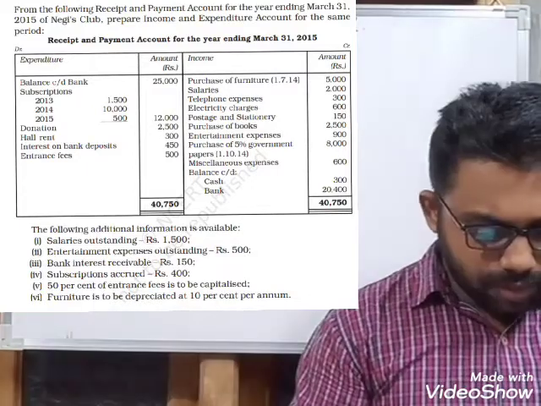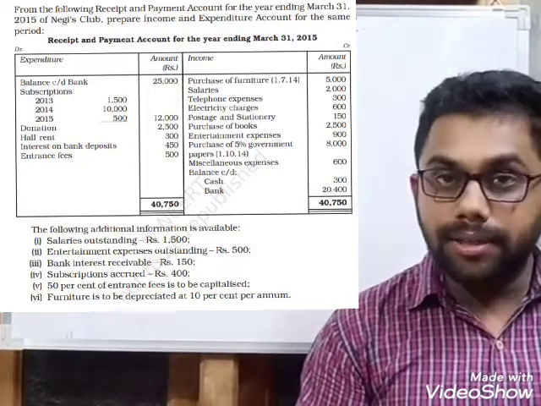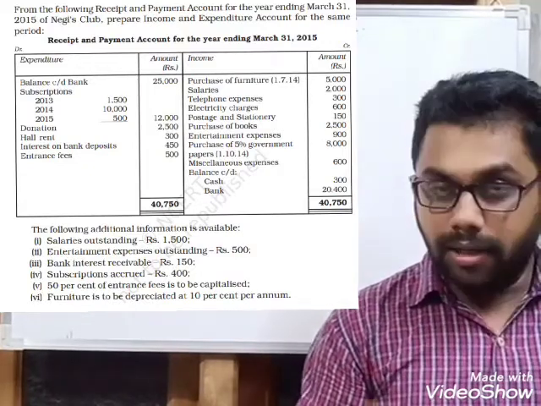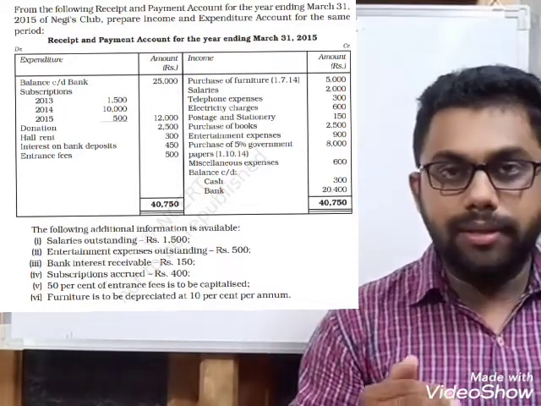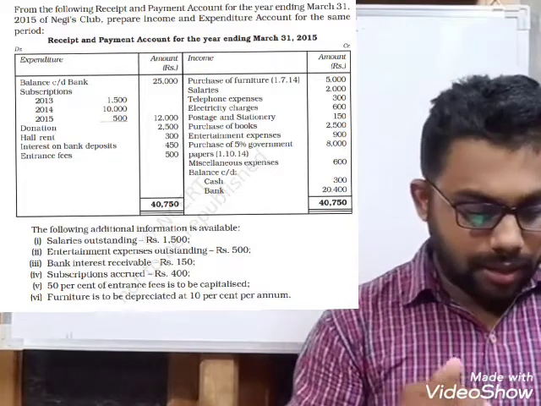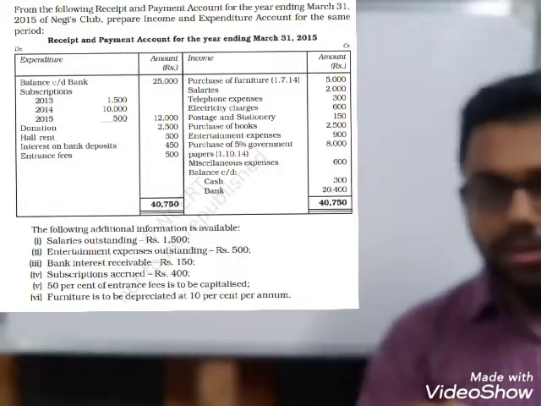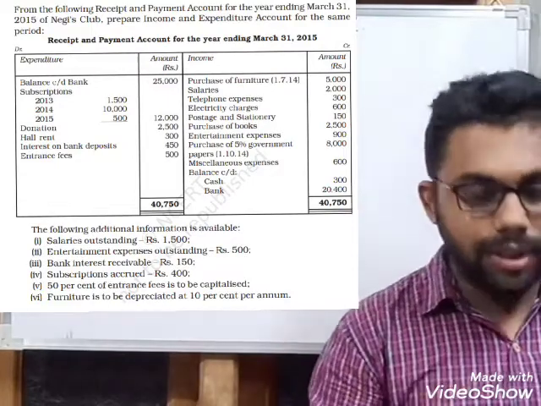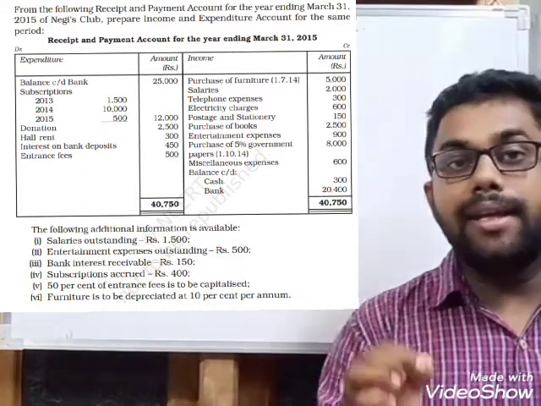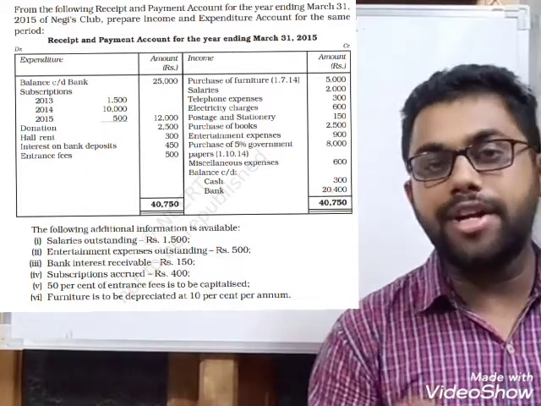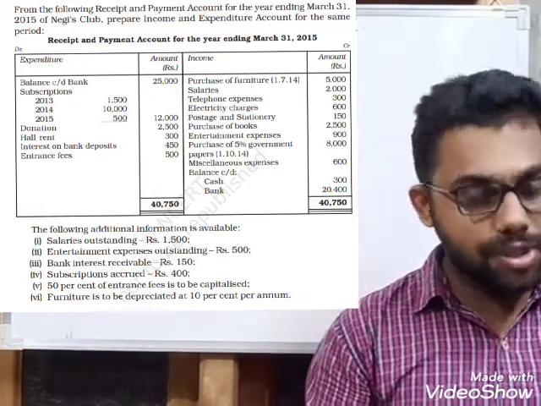Next, the amount is for 2013 rupees 1,500, for 2014 rupees 10,000, and for 2015 rupees 500, and the total amount is rupees 12,000. So for us the 2014 information is most important. The subscription we put in the income side of the income and expenditure account amounts to rupees 10,000 in the final column if there is no adjustment, but if there is adjustment then we have to adjust it in our income and expenditure account.